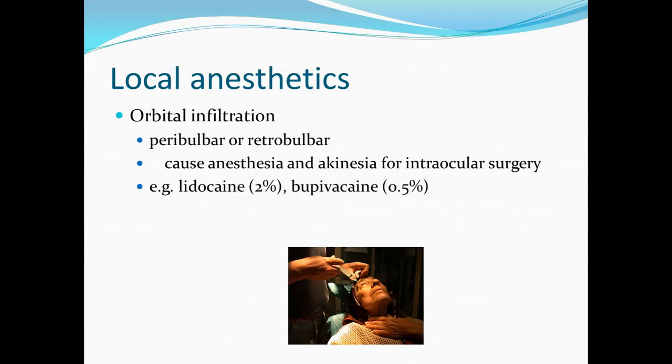Local injections are available as orbital infiltration. Again, I have spoken about these two routes, the peribulbar or retrobulbar blocks. So here we inject a combination of lignocaine with bupivacaine, and we inject it inside the retrobulbar or the peribulbar space. It causes anesthesia and akinesia, which is required for ocular surgery.